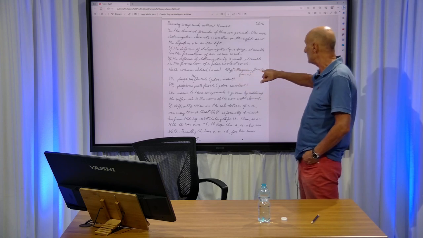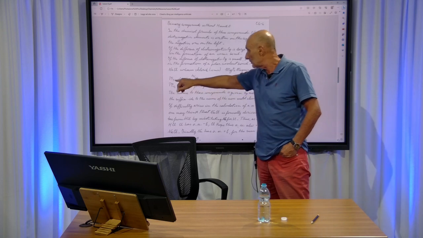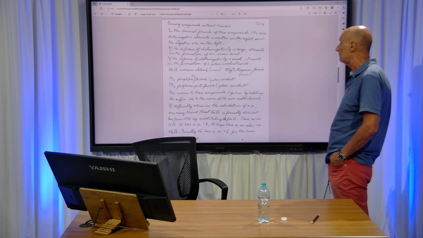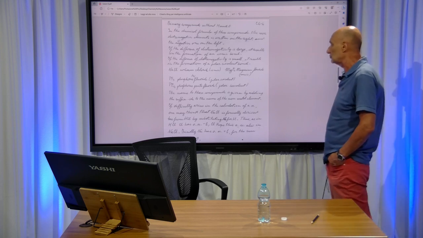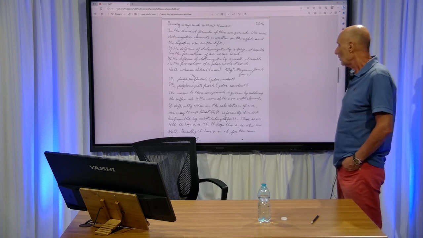MgF2 is magnesium fluoride, also ionic. As an example, PF3 is phosphorus trifluoride, which is polar covalent. And PF5 is phosphorus pentafluoride, which is polar covalent.